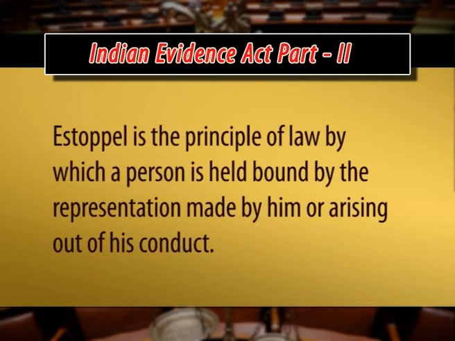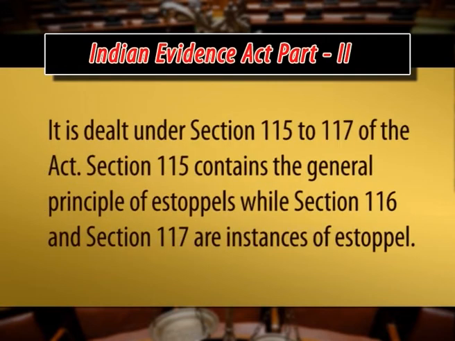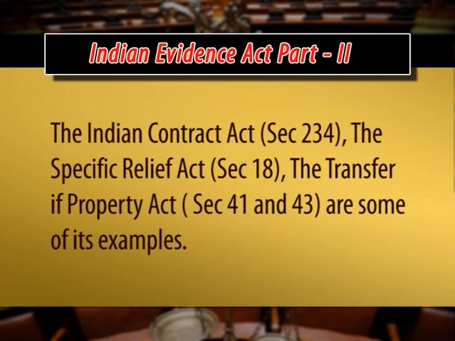Estoppel. Estoppel is the principle of law by which a person is held bound by the representation made by him or arising out of his conduct. It is dealt with under sections 115 to 117 of the Act. Section 115 contains the general principle of estoppel, while section 116 and section 117 are instances of estoppel. The Indian Contract Act, section 234, the Specific Relief Act, section 18, and the Transfer of Property Act, sections 41 and 43 are some of its examples.